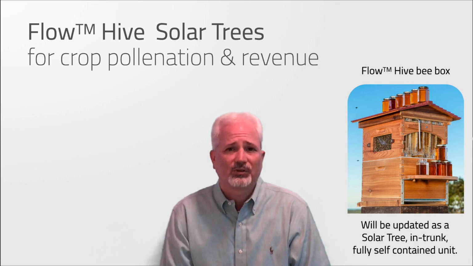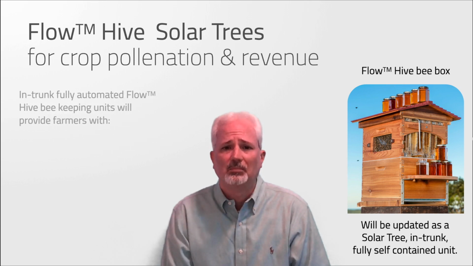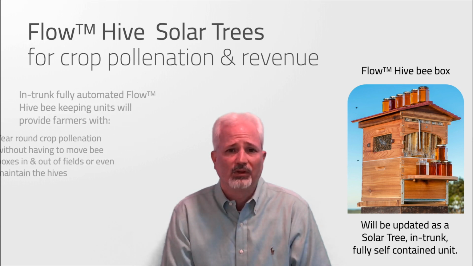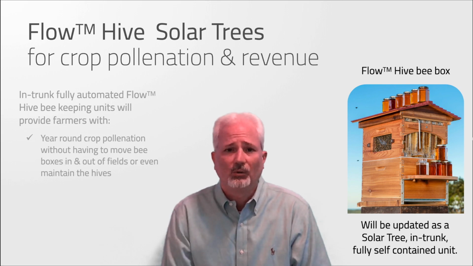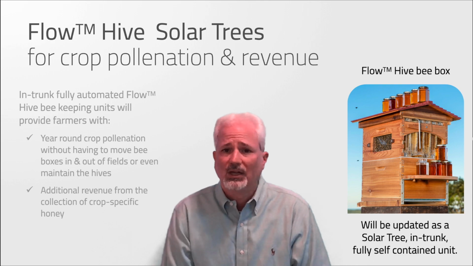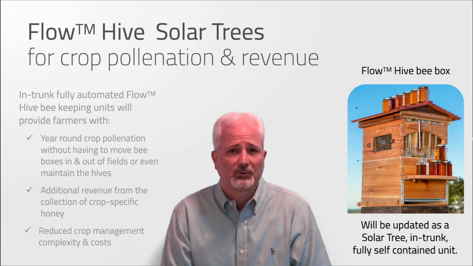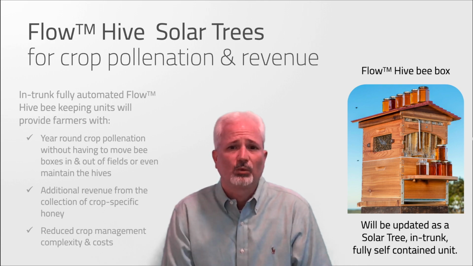Alright, now that we've taken a moment to look at several possibilities for special purpose solar trees, let's focus on a few specific examples. First off, the flow hive solar tree. In-trunk fully automated flow hive beekeeping units will provide farmers with year-round crop pollination without having to move bee boxes in or out of fields or even maintain the units. Additional revenue from the collection of crop-specific honey, and ultimately reduce crop management complexity and costs.